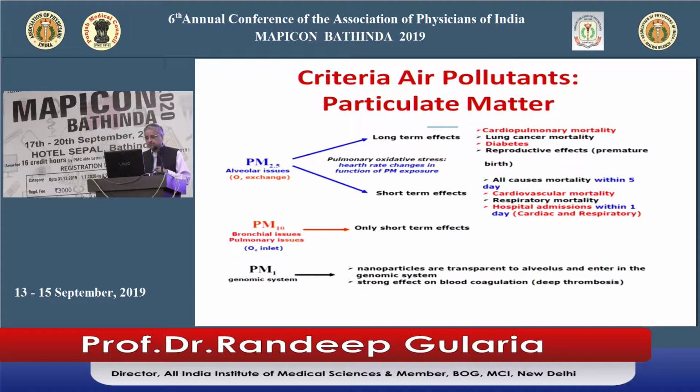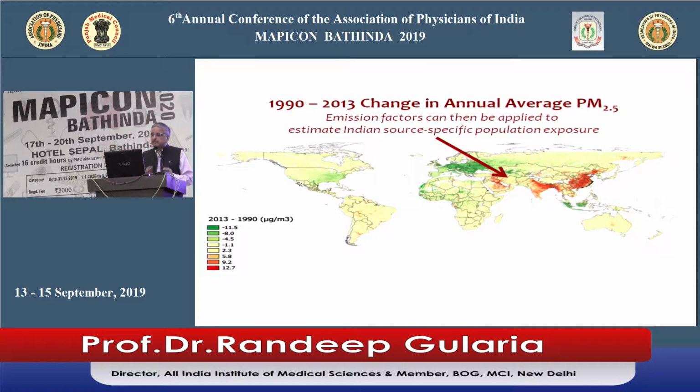Particularly PM 2.5: the short-term effects can include all-cause mortality, cardiovascular mortality, respiratory mortality, and increased hospital admissions. The long-term effects are again cardiopulmonary mortality, diabetes, lung cancer, and reproductive effects. PM1, which is much smaller, can also have a strong effect on blood coagulation and may be associated with thrombosis itself.